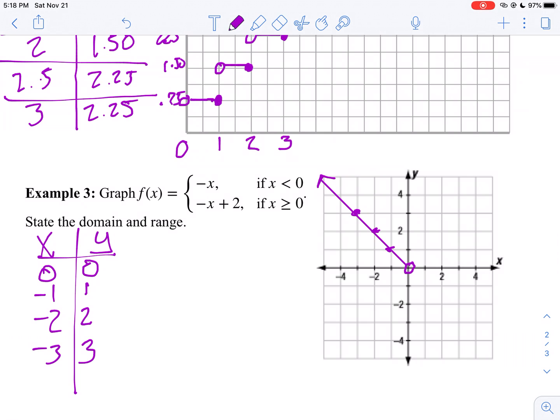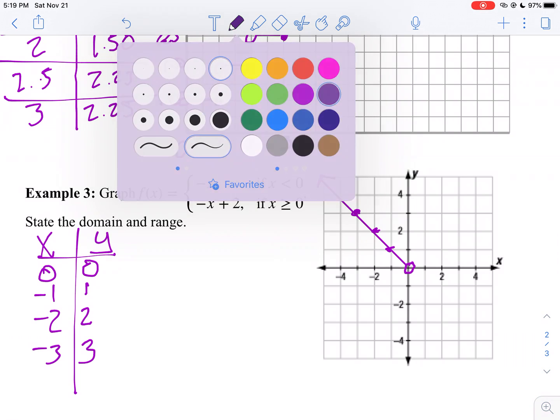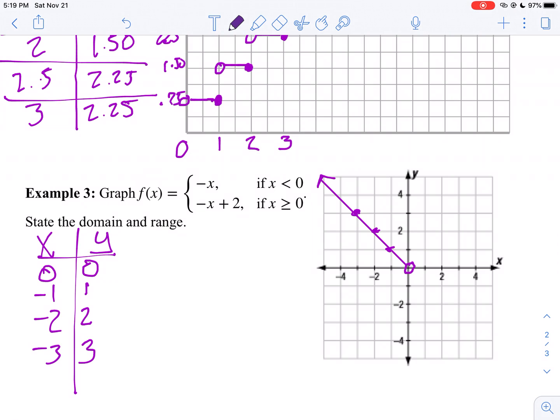Now I'm going to do my second line. I'm going to use a different color here so you can see it. Only this time I want it to be greater than or equal to 0. So I'm going to have x and y. And I'm going to put in 0, 1, 2, and 3 because it's going up, because it's greater than 0. Now I'm going to plug those numbers in. I'm going to put in 0 into my second rule. Well, the opposite of 0 is 0. 0 plus 2 is 2.